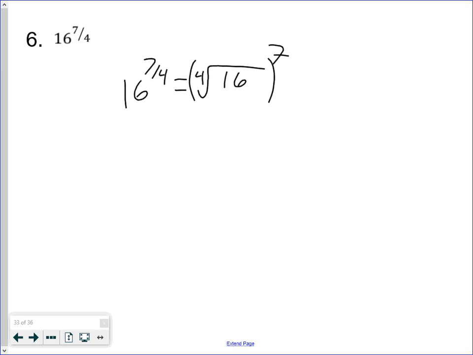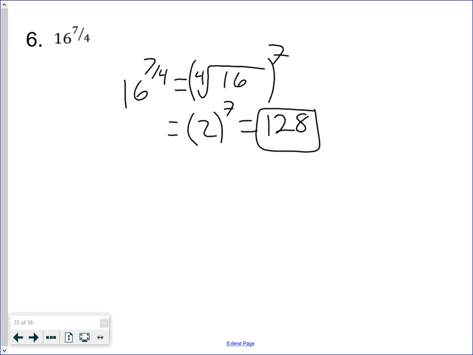You could put it on the inside, but it's going to be a lot harder because you have to find 16 to the 7th power and then find the 4th root of that. It'll be much easier if you just find the 4th root of 16 and then raise it to the 7th power. So the 4th root of 16, that's going to give us 2, and we have 2 to the 7th power, and that gives us 128. So that was just much easier than putting the exponent inside, which is perfectly okay. You could do it, but it's just going to be a little harder. So knowing where to put your exponent, whether inside or outside, will help make the problem easier or harder.